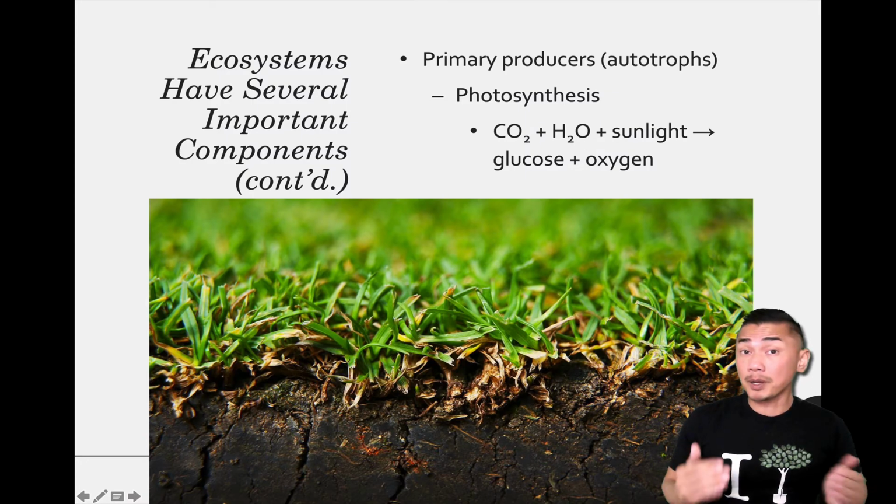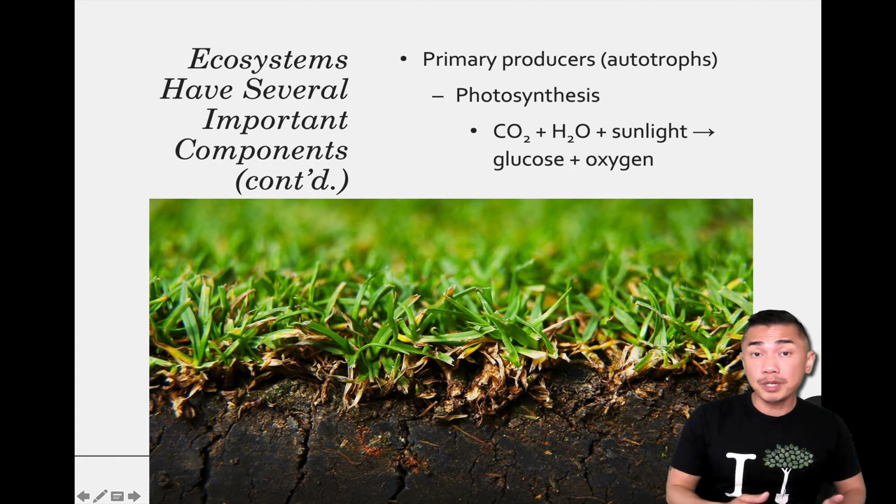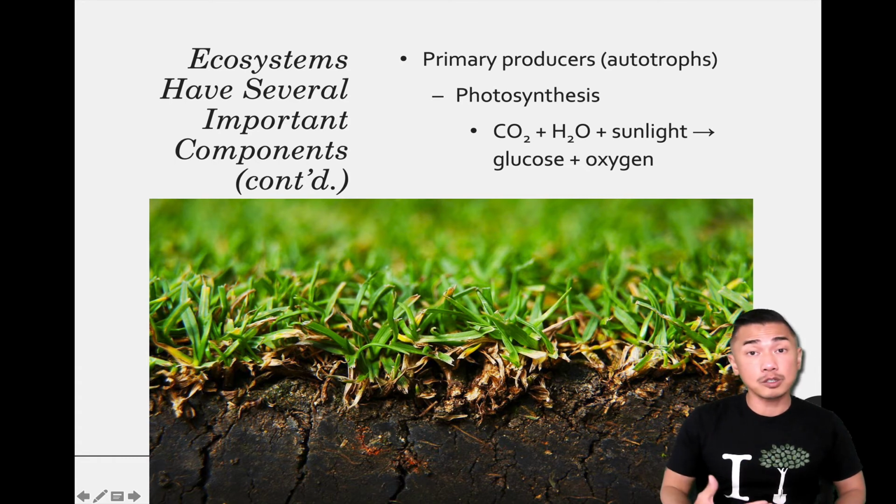Let's go ahead and talk about the different parts of an ecosystem. First, we have the primary producers, or autotrophs, that make their own food and also provide food for the rest of the ecosystem. Most ecosystems have producers that make food through a process called photosynthesis, in which they take carbon dioxide, water, and sunlight to produce a sugar called glucose and oxygen.